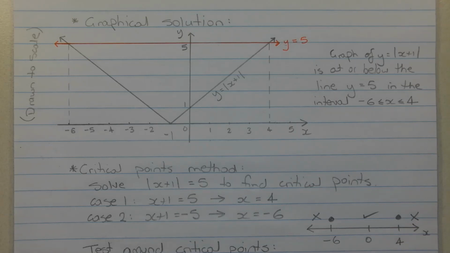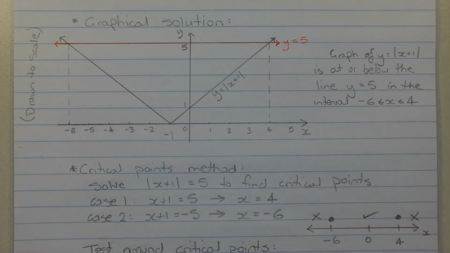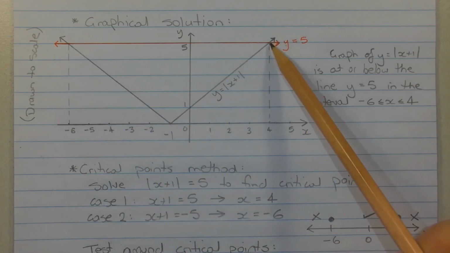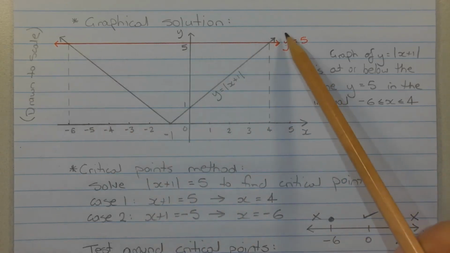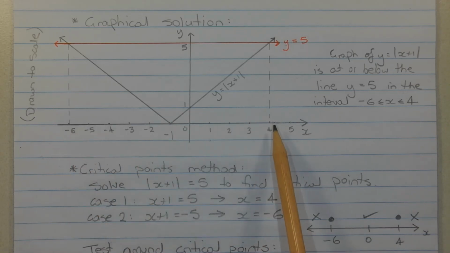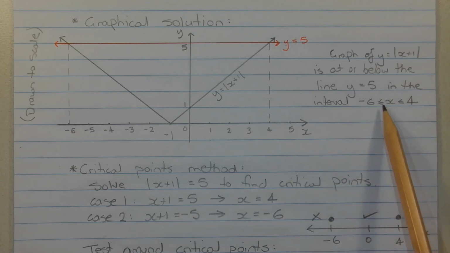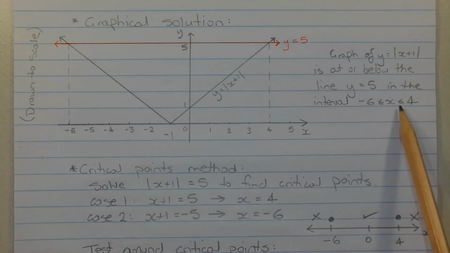Now we want the interval where the V shape is at or below the horizontal line y equals 5. And the graph of the absolute value of x plus 1 is at or below y equals 5 in between the points x equals negative 6 and positive 4, inclusive of these endpoints. Therefore, the graphical solution is x is greater than or equal to negative 6 and less than or equal to 4.